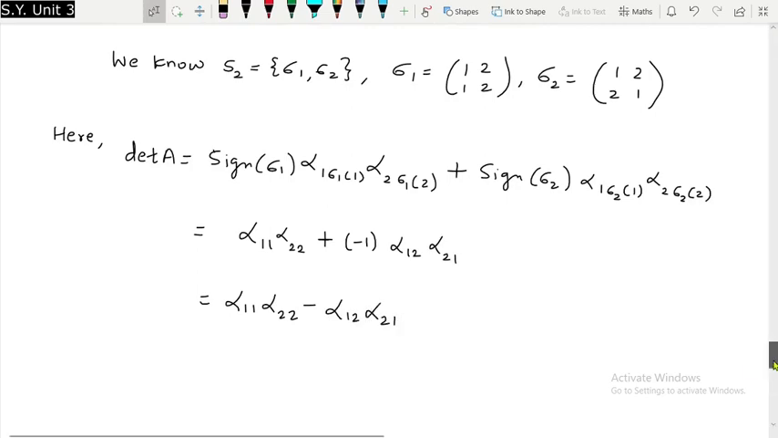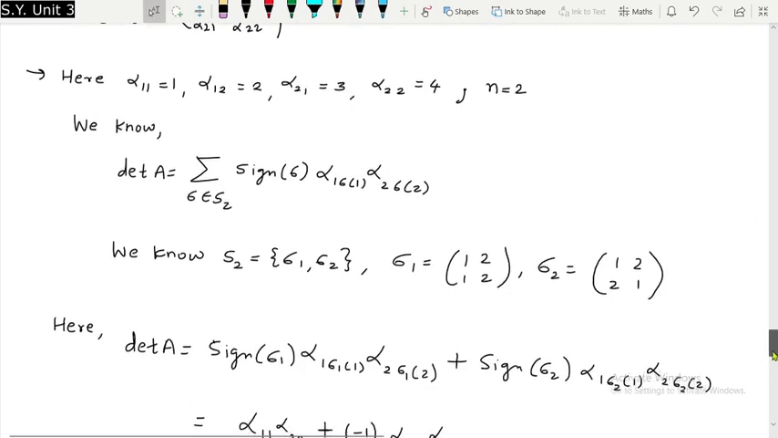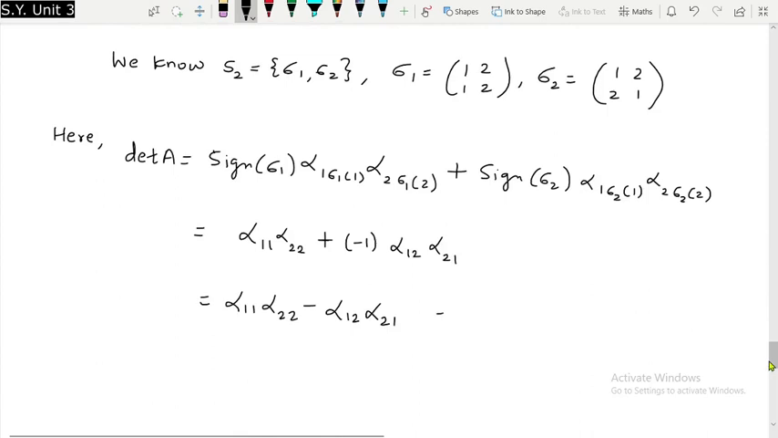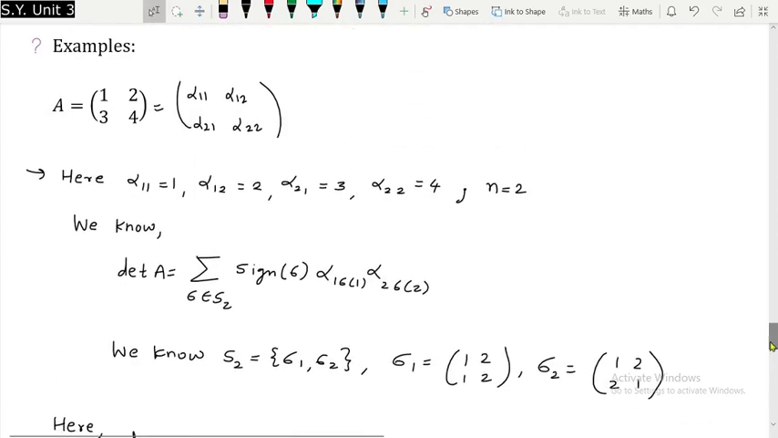So what is alpha 1 1? If you go back to the matrix, alpha 1 1 is 1, so just use that value. Alpha 1 1 is 1, alpha 2 2 is 4, so 1 multiplied by 4, minus alpha 1 2 is 2, and alpha 2 1 is 3. This is nothing but 4 minus 6, and that is exactly -2. Isn't it beautiful? So with the help of permutations we can find the determinant of the matrix.